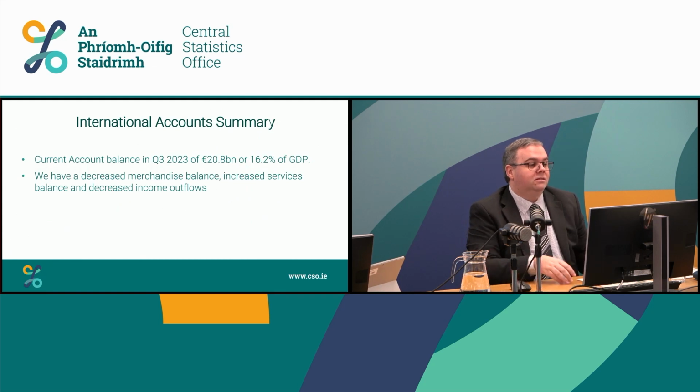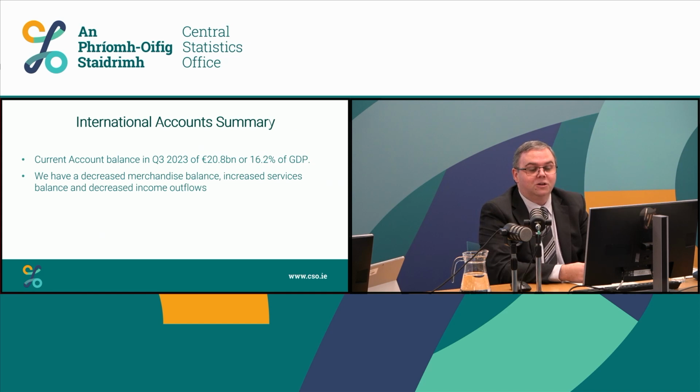So to summarise, we have a current account balance in Q3 23 of 20.8 billion euro or 16.2% of GDP. We have a decreased merchandise balance, increased services balance, and decreased income outflows this quarter. So now I'd like to pass back to Jennifer to summarise.